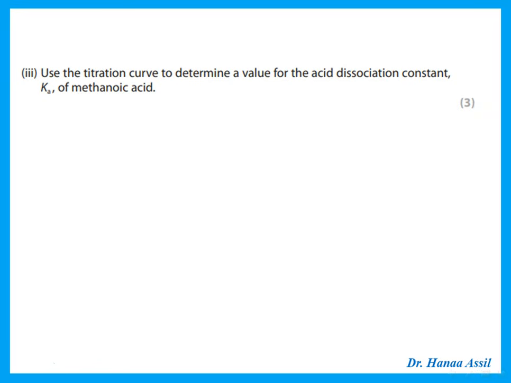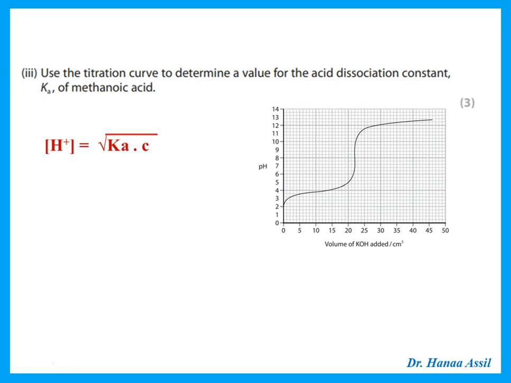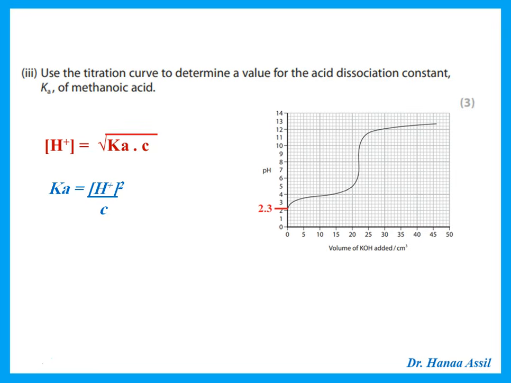Okay, how do we get Ka? We look at this, and you should realize that we have an equation that says concentration of H plus ions is square root of Ka times the concentration. And that means that to get Ka, it will be concentration of H plus ions to the power 2 over concentration of the solution. So we have the pH.